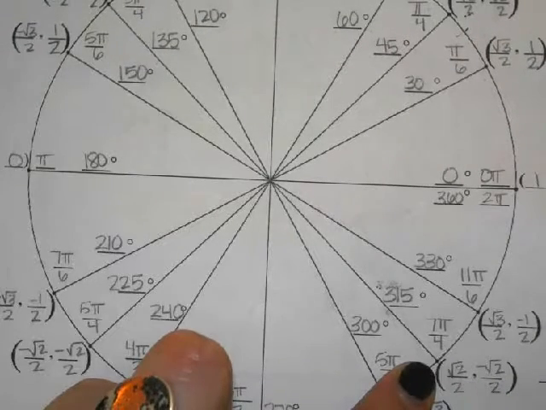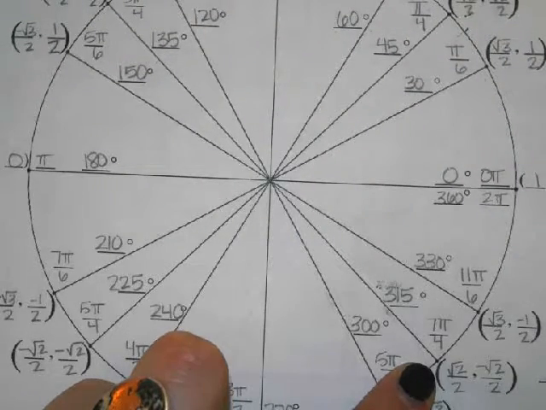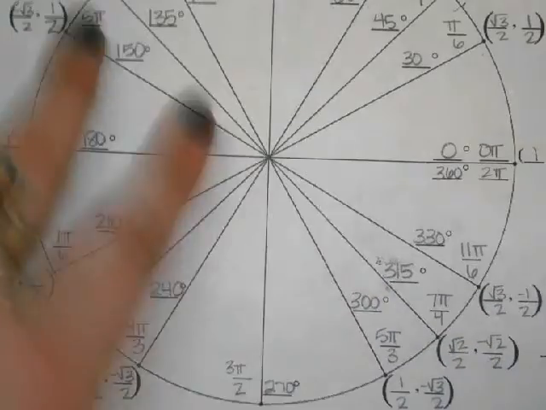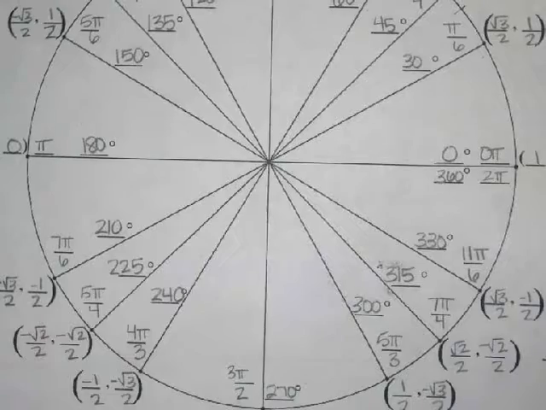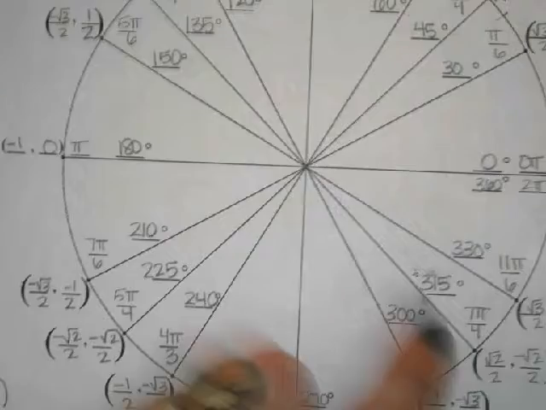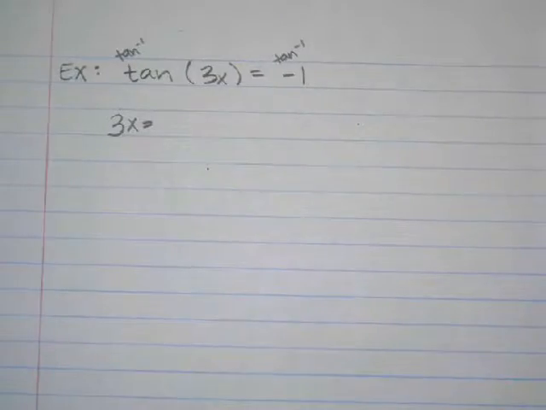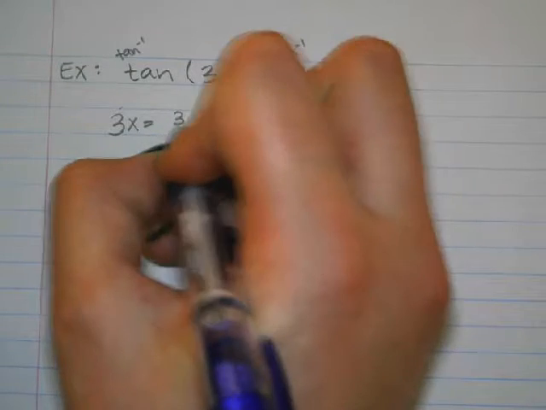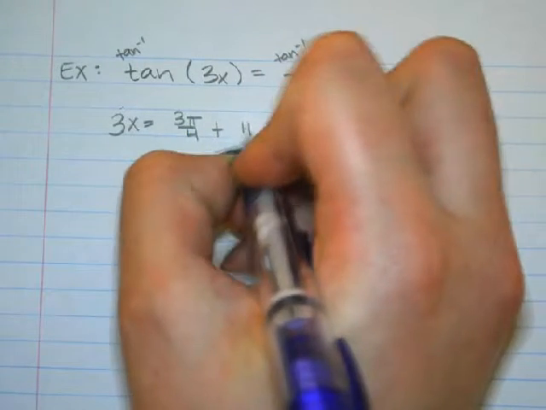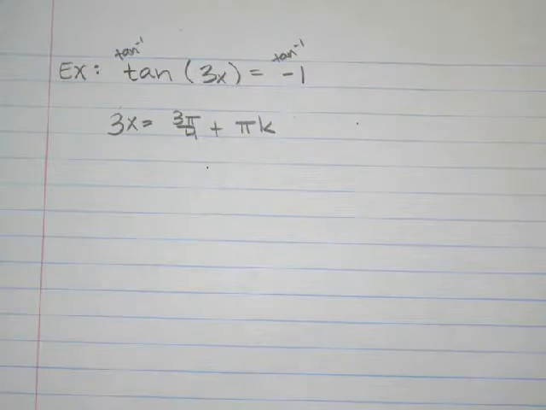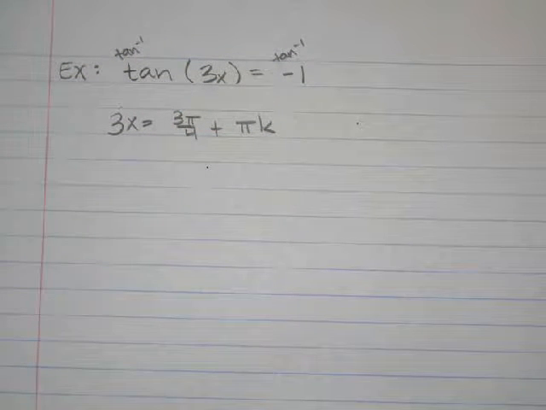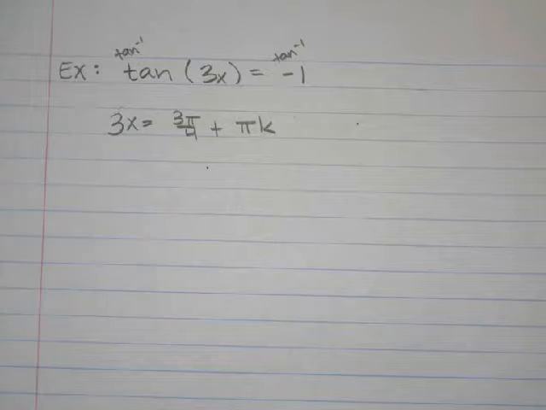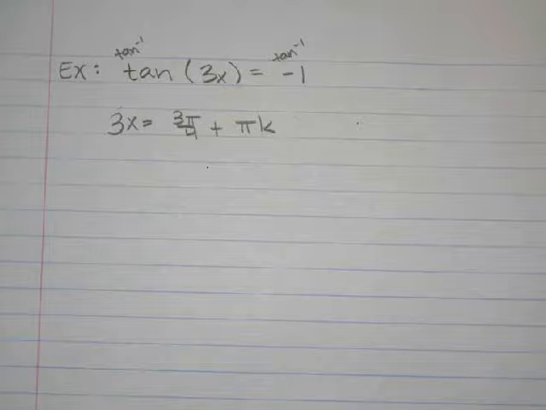Now, what do we remember about all solutions for tangent? Do we have to use both of them? No, we can use one of them and put plus pi k. Do you want to use 3 pi fourths or 7 pi fourths? 3 pi fourths. Okay, so I'm going to say 3x equals 3 pi fourths plus pi k. And that's all I have to write for this one because this is a tangent equation. If you chose to write both of them and you did plus 2 pi k for both of them, you would get the exact same answer. So if you don't remember that tangent is the special one, that's fine. You can still handle the problem.